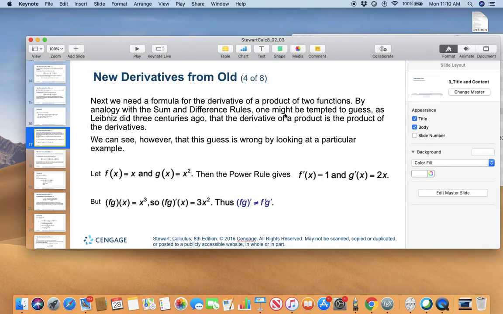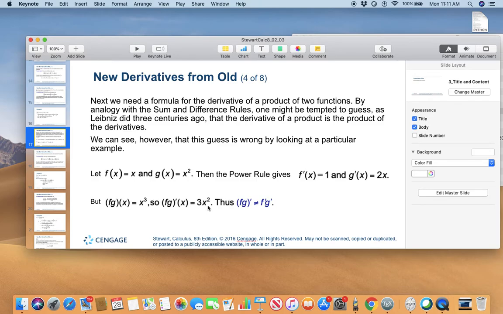Now what about the derivative of a product of two functions? If you have two functions f and g, you want to multiply them. If f(x) is x, g(x) is x squared, then the derivative of f is 1. Derivative of g is 2x. So what about f times g? f times g is x times x squared, x cubed. So the derivative of f times g is the derivative of x cubed, 3x squared.